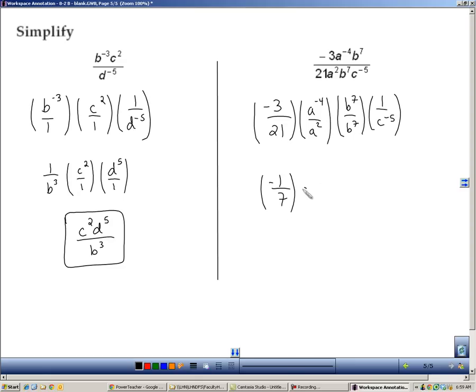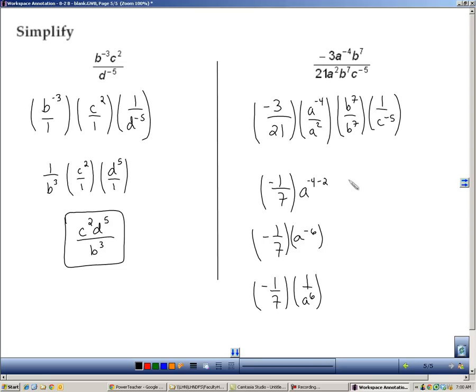This one, when you divide bases that are the same, you subtract their exponents. So we have negative 1 over 7 times a to the negative sixth. So now we'll take that a to the negative sixth and we'll rewrite that as 1 over a to the positive sixth, because you can't have negative exponents, so we move it to the bottom and make it positive.